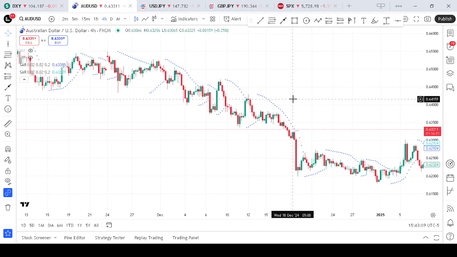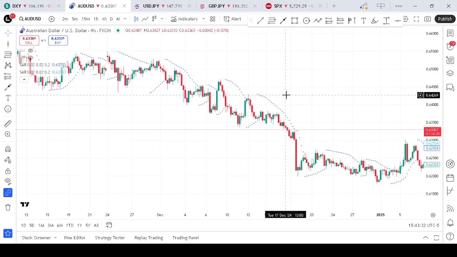Why the double parabolic SAR? The double parabolic SAR strategy represents a refined approach to trend trading. It utilizes two distinct parabolic SAR indicators set at different parameters. The double parabolic SAR strategy consists of three key components that work together to identify strong trends and make timely trades.